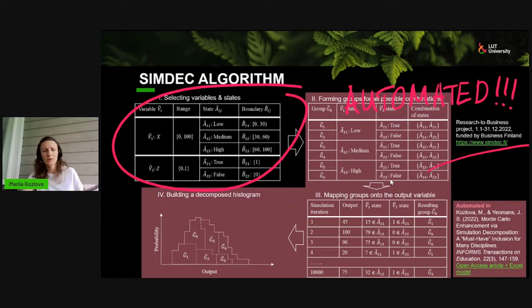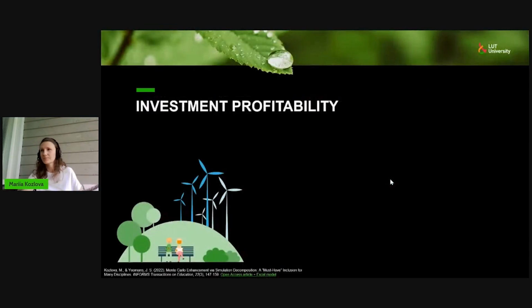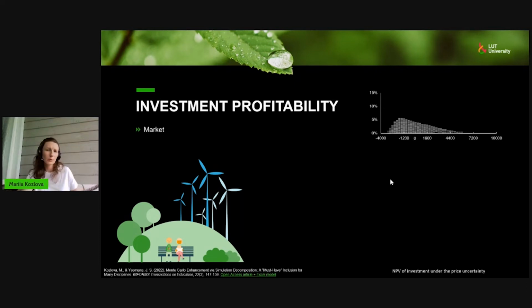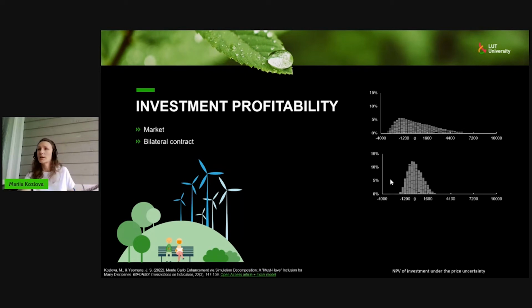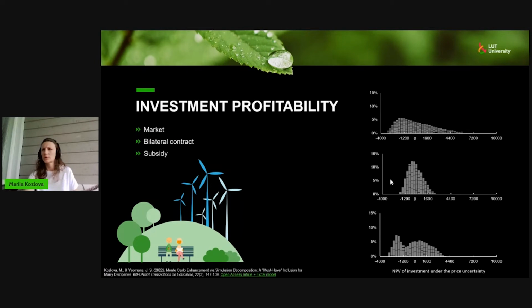Let me demonstrate that power with some examples. So let's take investment profitability first. Assume an investment into a wind farm with 3 strategies: go to the market with uncertain electricity prices, or enter a bilateral contract with a fixed price with a big electricity consumer, or choose a state subsidy with some water flows inside. Now, on the right, there is the result of a Monte Carlo simulation: probability distributions of net present value for each strategy chosen.